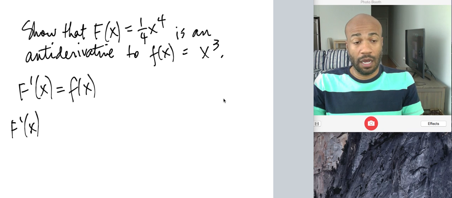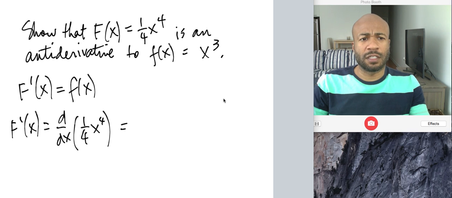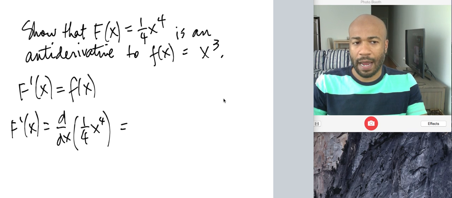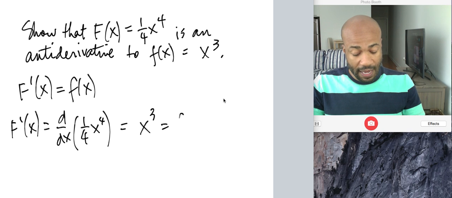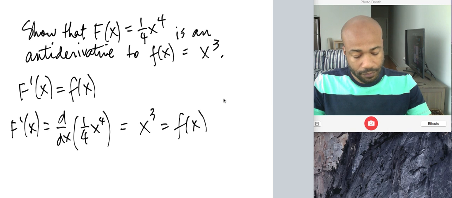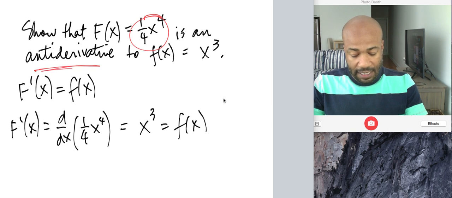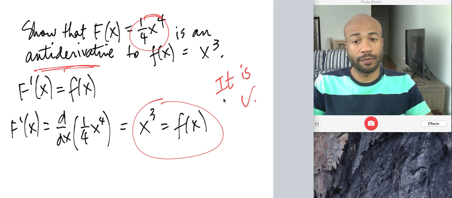So big F prime of x is equal to the derivative of 1/4 x to the 4th. We'll do it real quick with the power rule. 1/4 times 4 is 1. Drop the power by 1, and you get x cubed, which is what little f of x is. So 1/4 x to the 4th is an actual antiderivative of x cubed, which is little f of x.